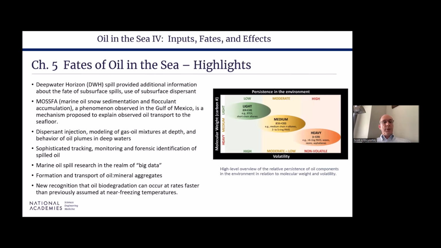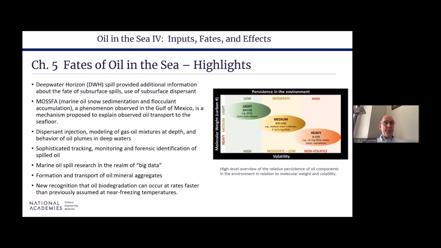Subsurface dispersant injection was also used for the first time in a major way to respond to a major marine underwater blowout. MOSFA is an acronym coined through some of the research following Deepwater Horizon, which stands for Marine Oil Snow Sedimentation and Flocculant Accumulation, and was a phenomenon that was observed in the Gulf of Mexico and used to explain some of the vertical transport of oil from the sea surface down to the seafloor or also through the water column through the settling of marine snow.